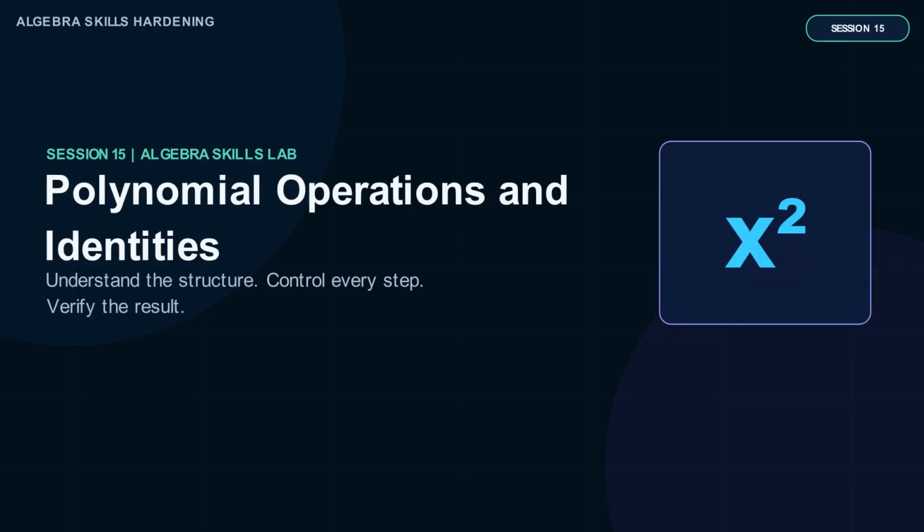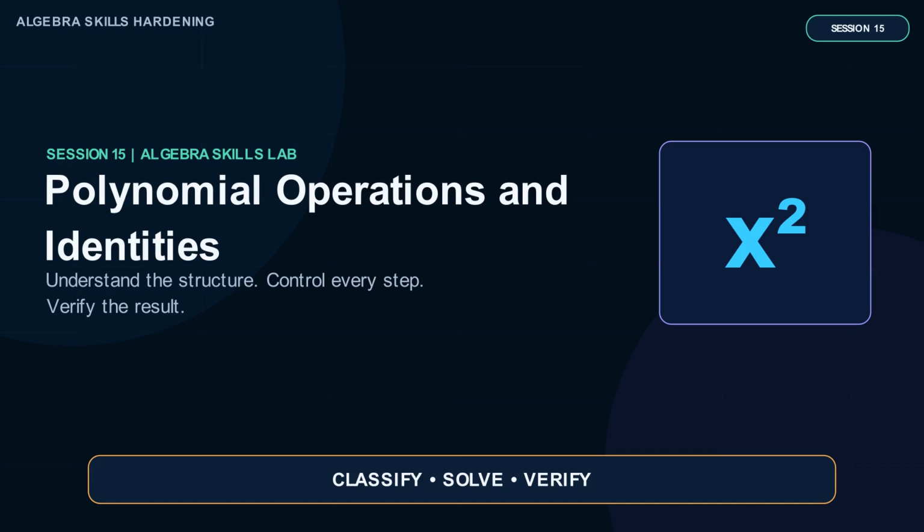Welcome to Session 15, Polynomial Operations and Identities. This lesson strengthens algebra that remains reliable when the numbers or representations become unfamiliar. You will learn to control signs while adding and subtracting polynomials, to use identities and common factors to avoid unnecessary expansion, and to verify degree and leading term as reasonableness checks. Treat these as connected habits.